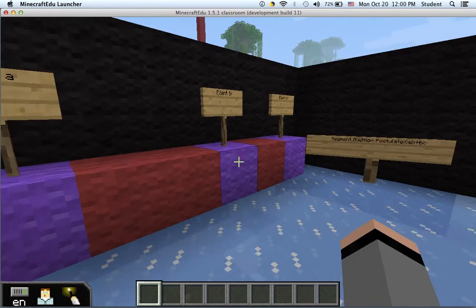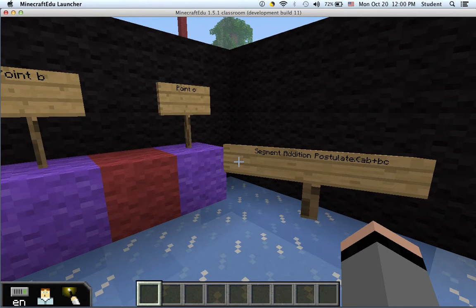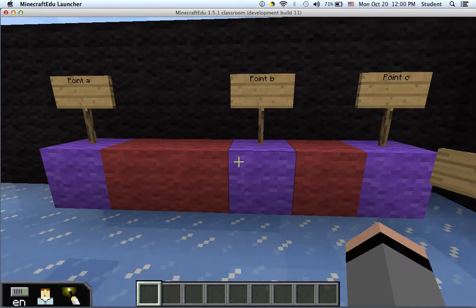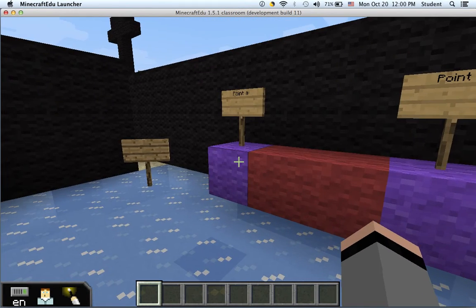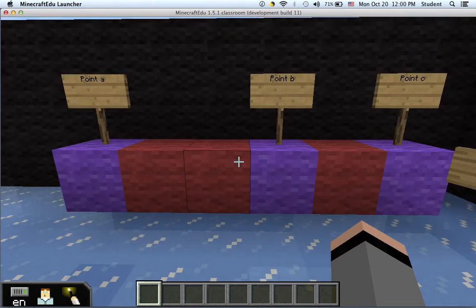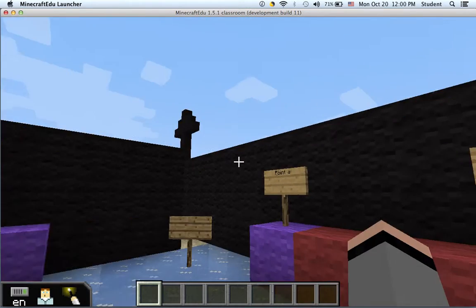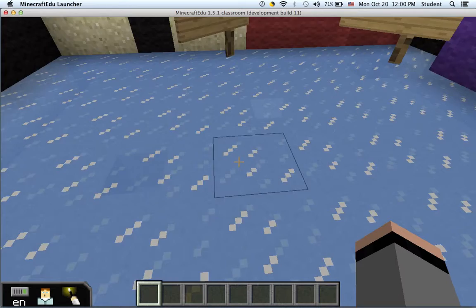So here, you have your segment addition postulate. I couldn't type everything in there. I couldn't type the last parentheses, but it's basically the segment addition postulate: AB plus BC equals AC. So see here, you have A, B, and C. It's basically stating that if you add AB to BC, you'll get AC. So that's the segment addition postulate.